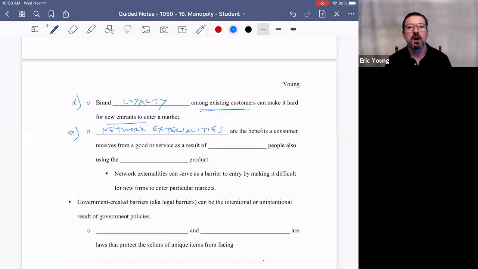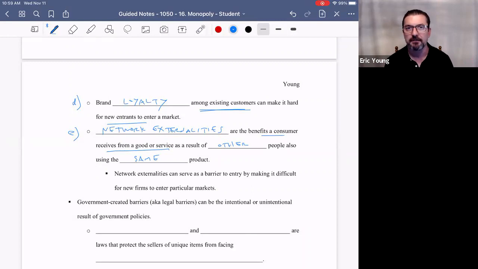Network externalities are an increasingly important economic phenomena. Once you understand what they are, you see them all over the place. Okay, let's first define it. A network externality can be seen as the benefits that you get from a good or a service as a result of other people also using the same good or service. Okay, so a network externality occurs anytime an item's value increases as more people use the item.